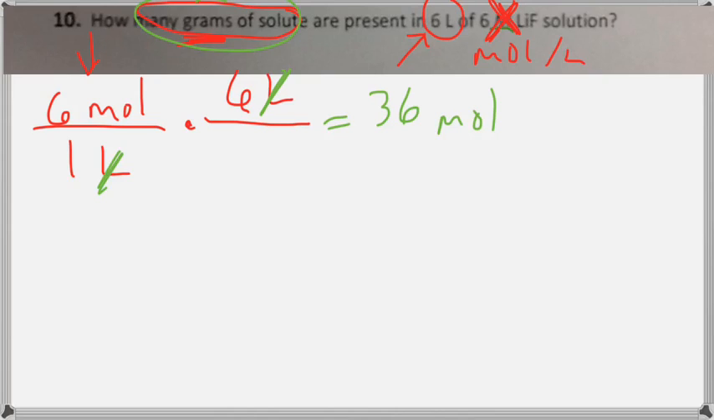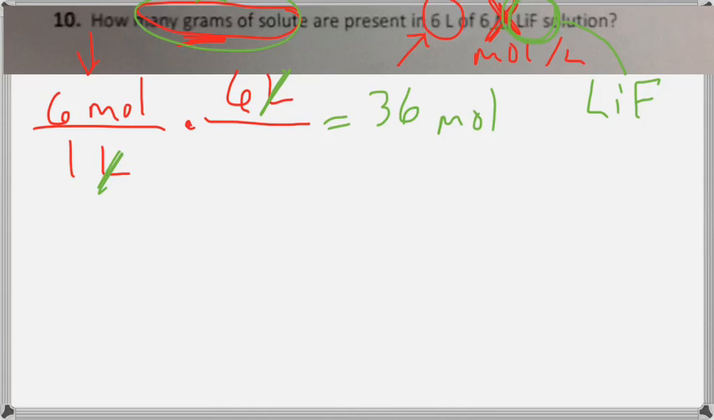Okay? So now we need to take our moles, which tells us exactly how many particles, molecules, pieces of the compound we have floating around, and turn it into an actual mass. The way we get that is we have to look over here on the right-hand side where they gave us the formula. The formula of this particular substance is LiF.